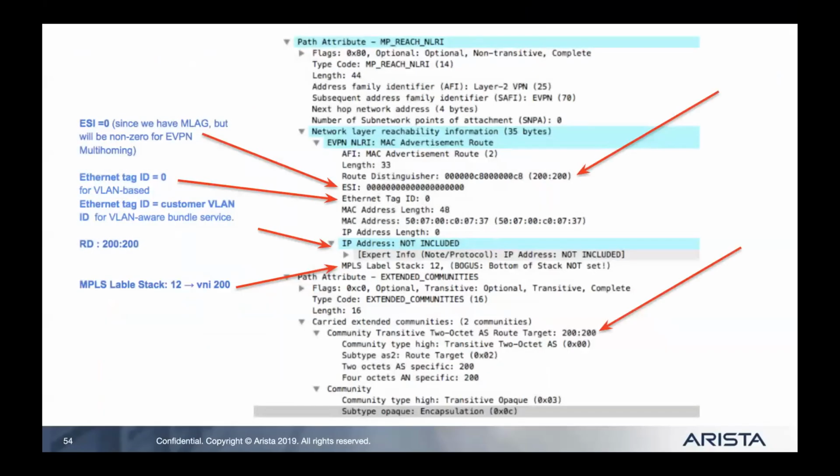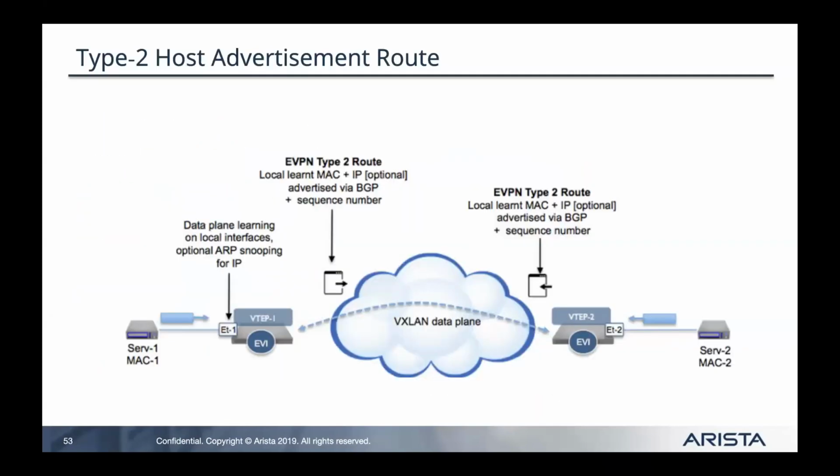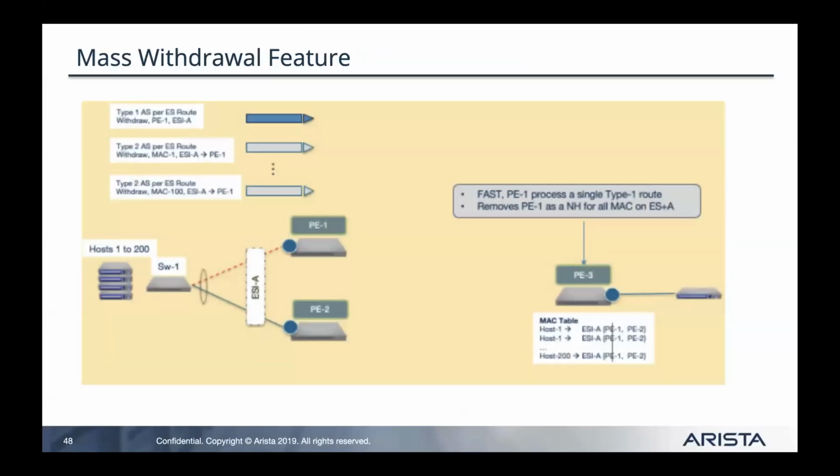One question. Referring to the mass withdrawal feature, if the PE which is now not part of the Ethernet segment sends the type 1 withdrawal, and by the time PE2 has not learned the MAC directly, so would the MAC on PE2 get flushed?